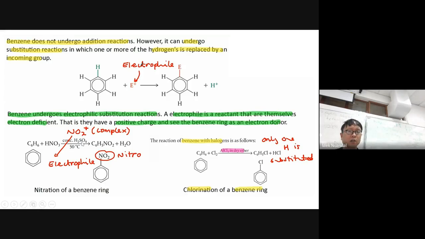But what you are expected to know is that it's going to be a complex multiple step process, and it has to happen under very certain conditions, where you have a temperature of 50 degrees Celsius and you're using concentrated sulfuric acid as your catalyst, okay? That's all you really need to know.